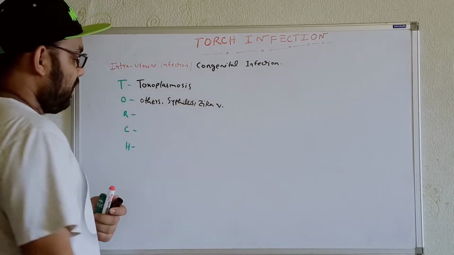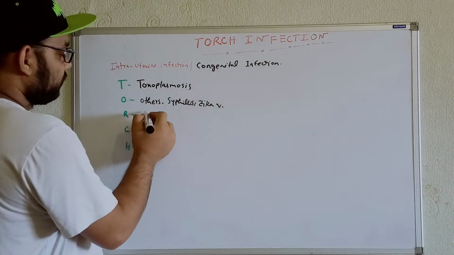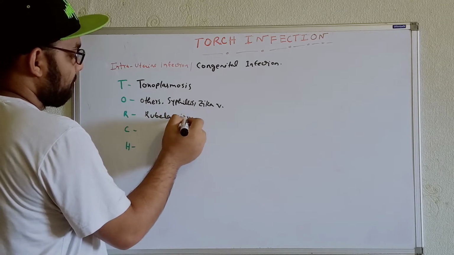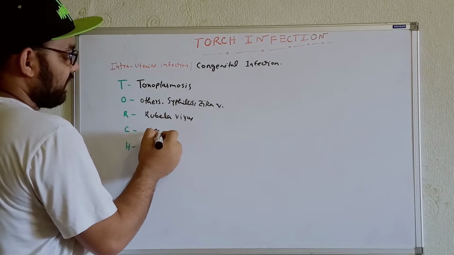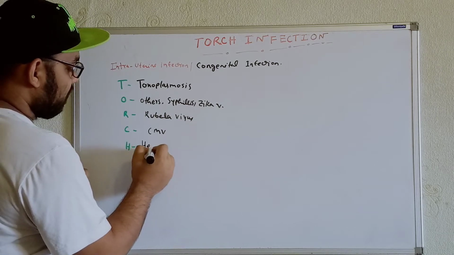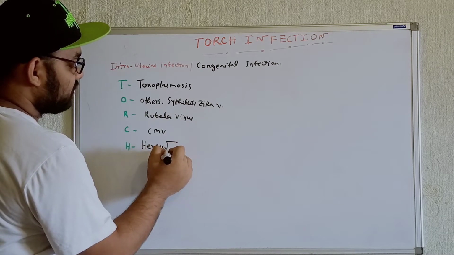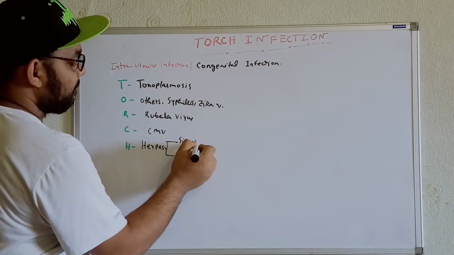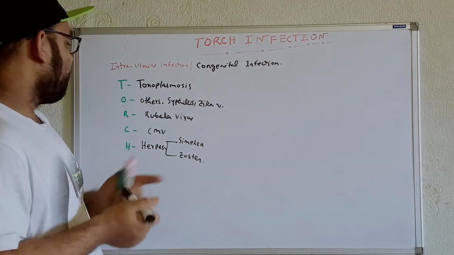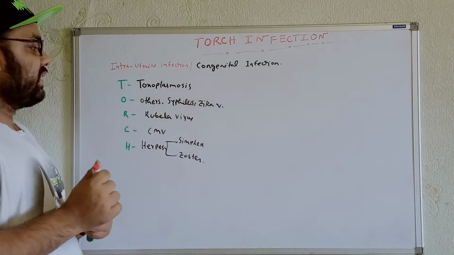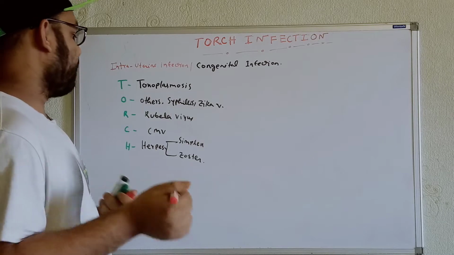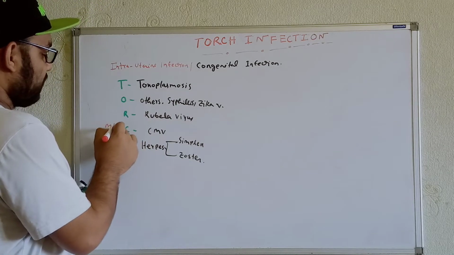R stands for Rubella virus. C stands for Cytomegalovirus, I am writing CMV. And H stands for herpes. Within herpes, we get two types: simplex, or zoster. These are the full forms of TORCH. If the question is asked, which one of the following is the most common type, you have to know that the most common is Cytomegalovirus.